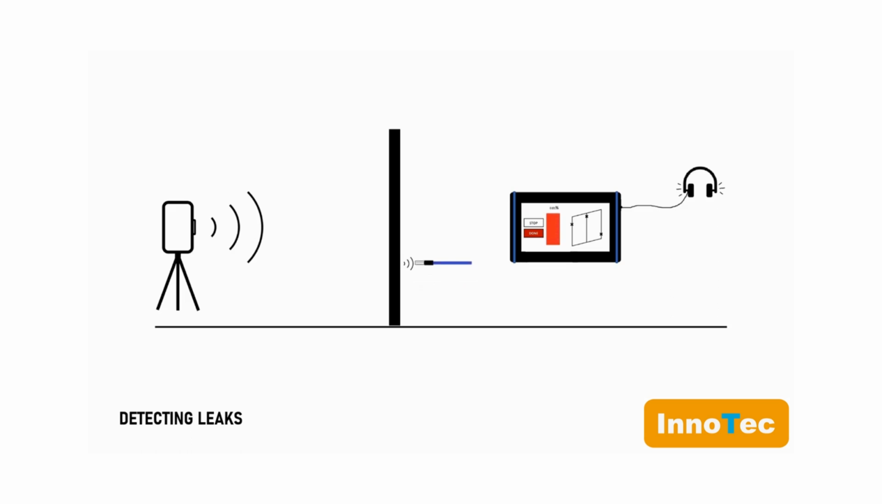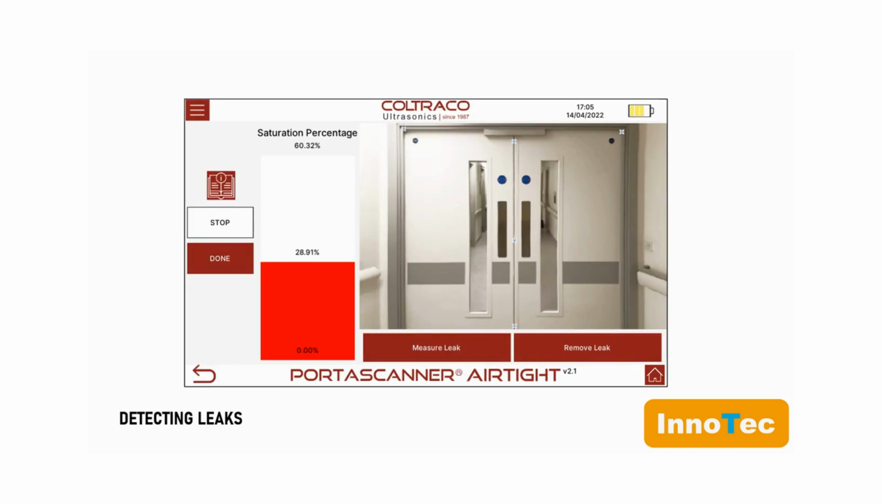Scan the structure, listening for bleeps with the headphones or looking for spikes in the signal indicator. These spikes and bleeps indicate the possible presence of a leak. When a leak is detected, mark it on the receiver touchscreen by tapping on the image at its respective location. Then, press the Measure Leak button.